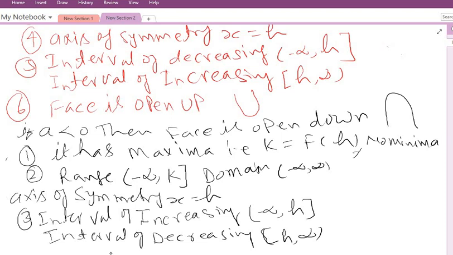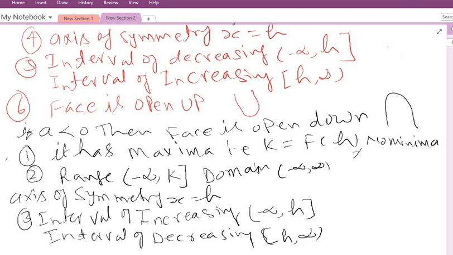And then it has some more important points. If a is negative, then it has a maxima, and the maximum value will be calculated by k = f(h). Again, substitute the value of h from the given quadratic function and simplify; that is the value of k, which gives you the maximum value. And vice versa, the opposite: there is no minima if a is negative. Second, the range will be the opposite: the range is minus infinity to k.